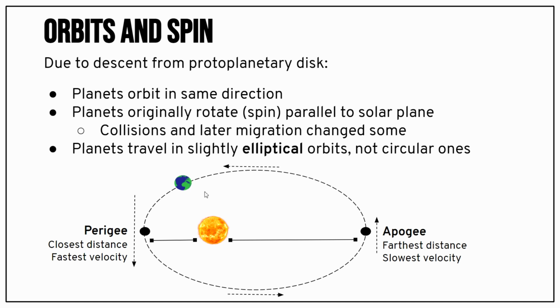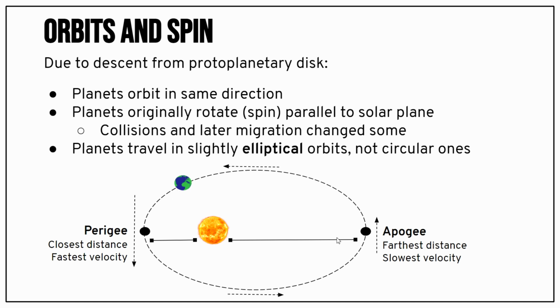So we orbit around the sun in a counterclockwise direction, parallel to that solar plane. So that protoplanetary disk that got thrown out, that's where all of the planets formed, so that's why we orbit here.